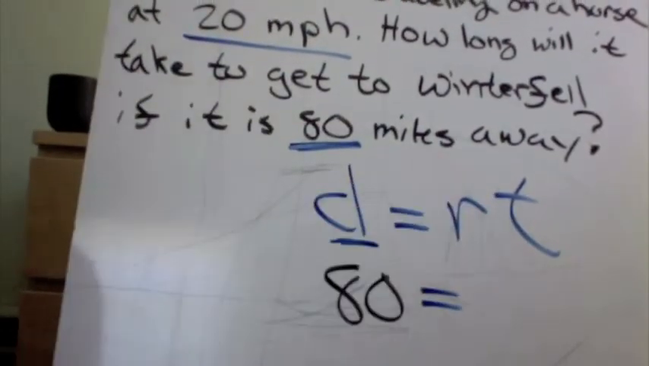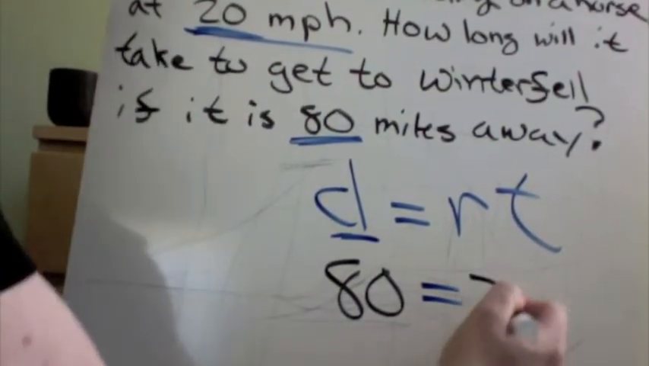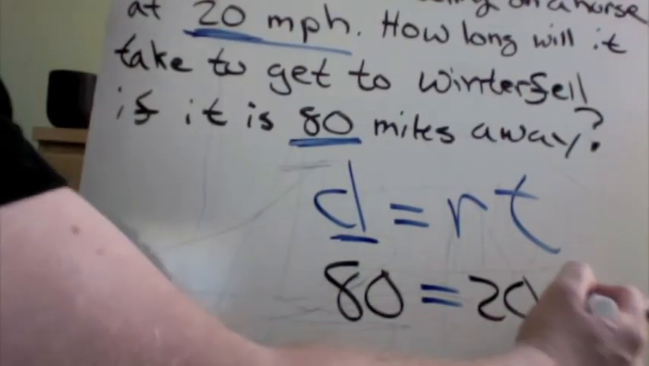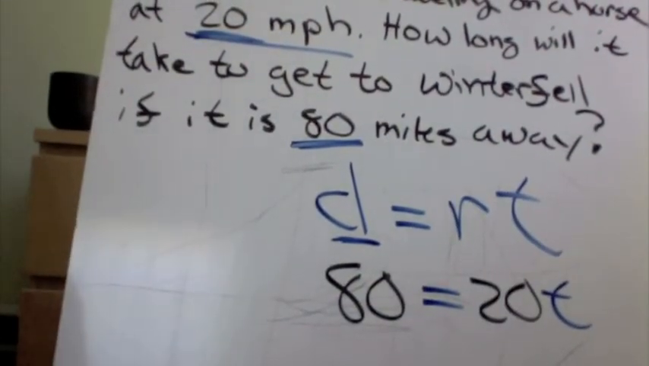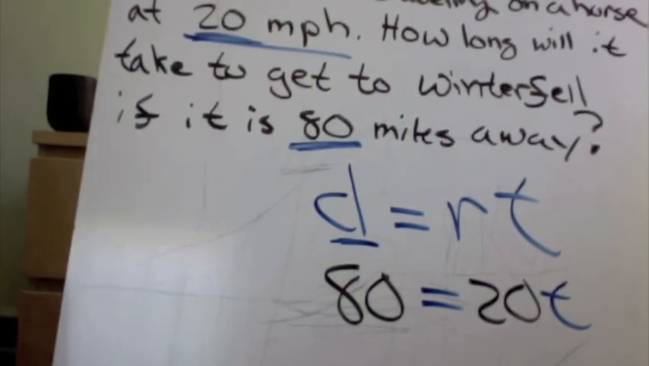Rate. Oh, how fast are we going? That's what the rate is. Well, the rate says we're going at 20 miles per hour. And what about time? Oh, well, I don't know time. Time is what we're looking for. In fact, how long will it take to get to Winterfell? So time is the thing I'm looking for.